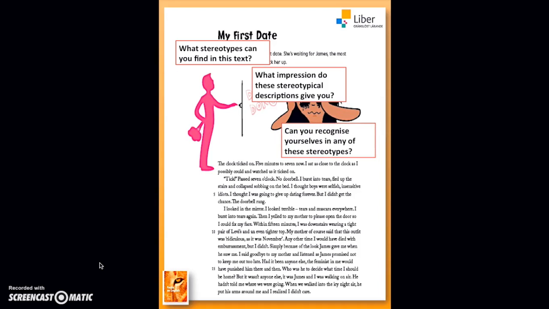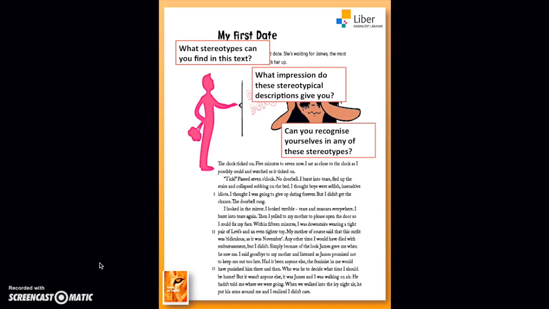Can you recognize yourselves in any of these stereotypes would be another question. And my guess is that yes, to a point they probably will be able to recognize themselves. And then a follow-up could of course be, which parts and what do you think of this and why do you think we act like that? Because the way they act in this text is something that society has fought against for quite some time now.